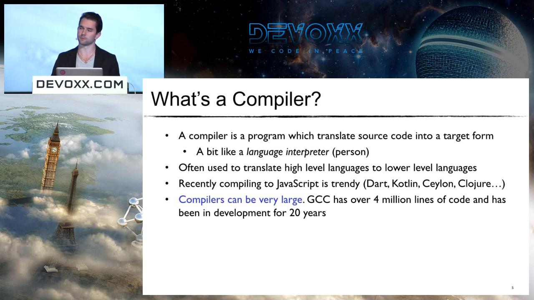In general, we use the term compiler because it compiles down to a lower level language. But recently, it's very trendy to compile any high-level language to JavaScript. Dart, Kotlin, Ceylon are a bunch of them, and there are some talks about it. You'd think it sounds quite easy, but compilers are a really big technical piece of software. GCC has been developed for 20 years and has more than 4 million lines of code.